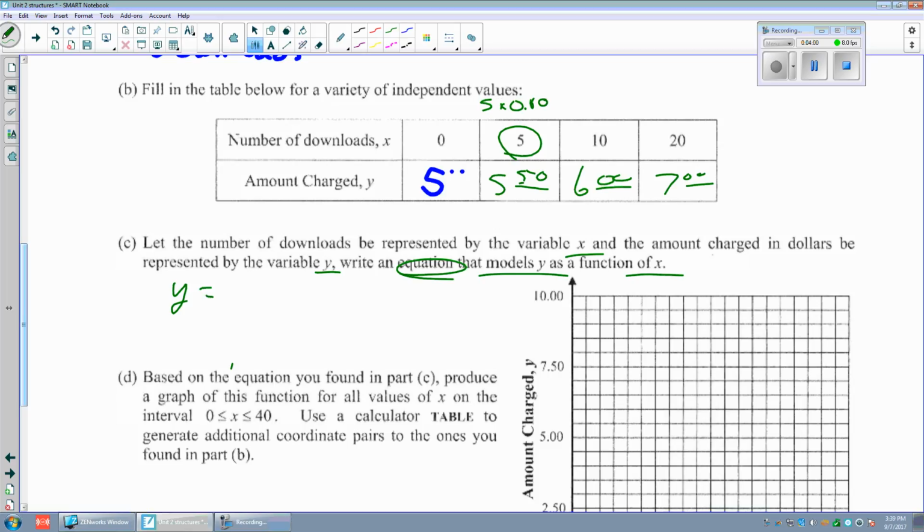Y equals what's changing? What's the rate of change? From one song to two songs, it's 10 cents more, right? Or zero songs to 10 songs, it's a buck more. Well, let's just go incremental. 0 to 1, 10 cents. 1 to 2, 10 cents. 2 to 3, 10 cents. 10 cents is the rate of change. Independent variable is x plus the constant. If I plug a zero in there, what's the answer supposed to be? Five.